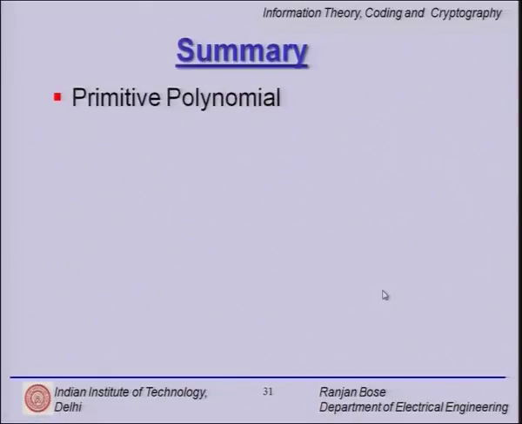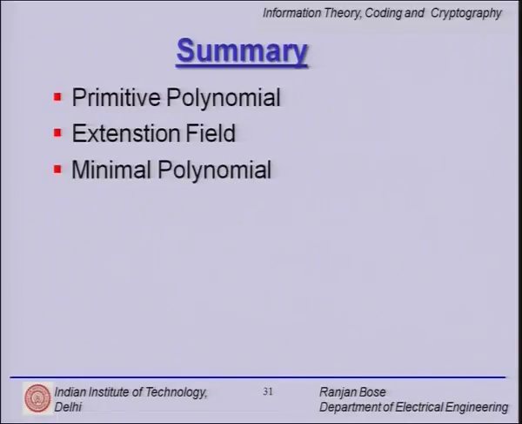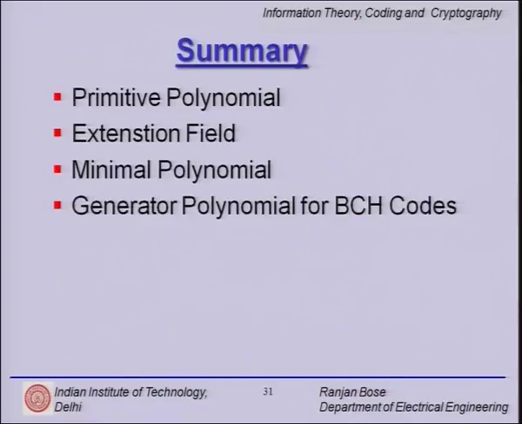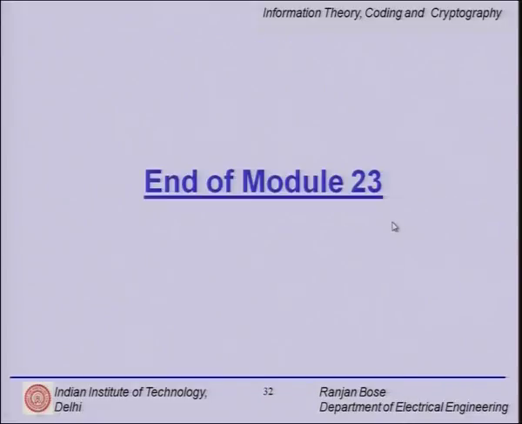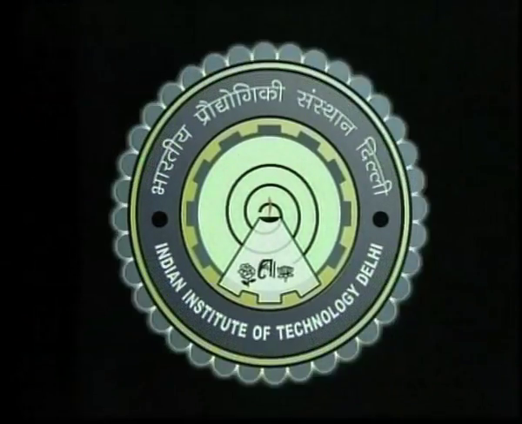So, we now come to the conclusions for today's lecture. What have we studied today? We started off with primitive polynomials, and then we learnt how to create an extension field. Then we studied minimal polynomials, and finally our final result of how to determine the generator polynomials for BCH codes. With that, we come to the end of this lecture.